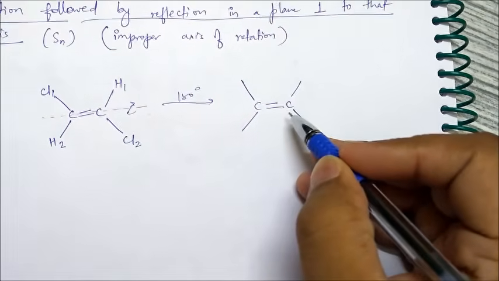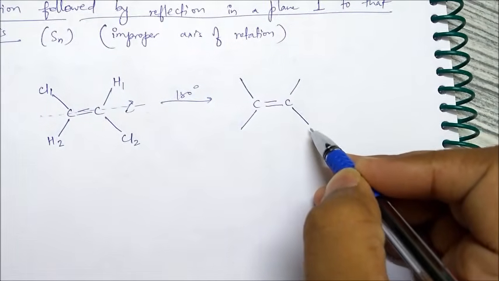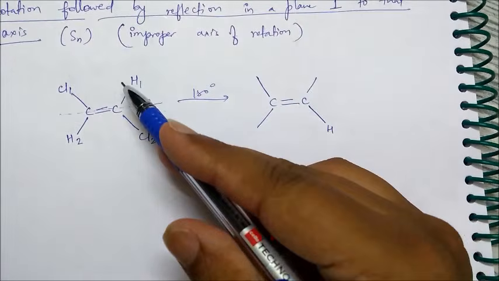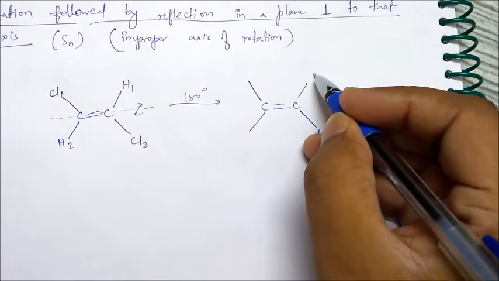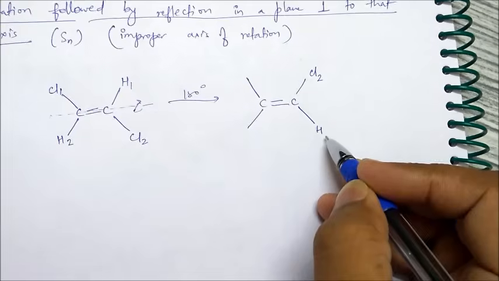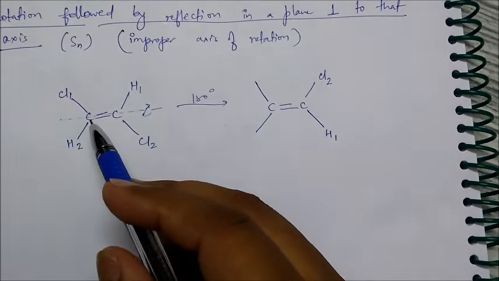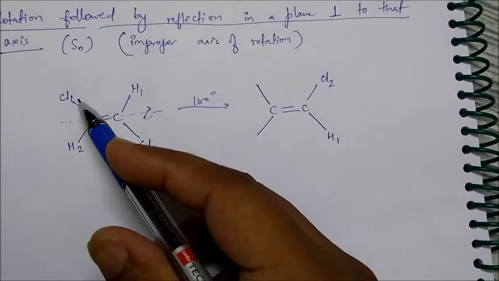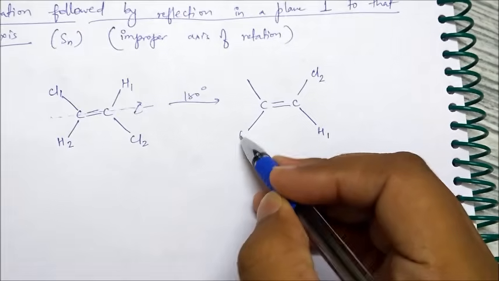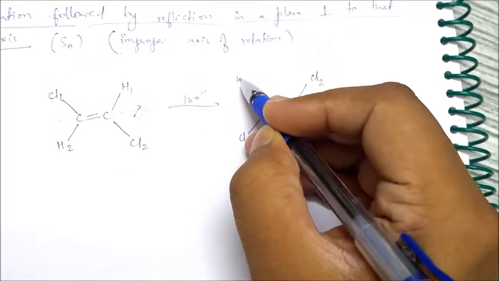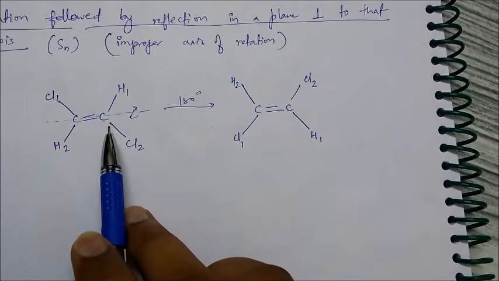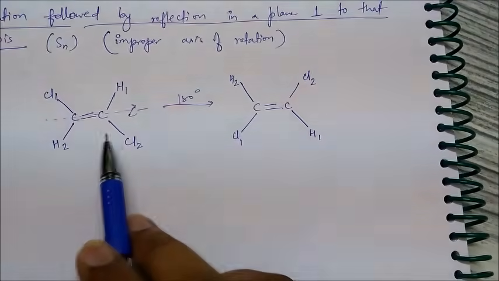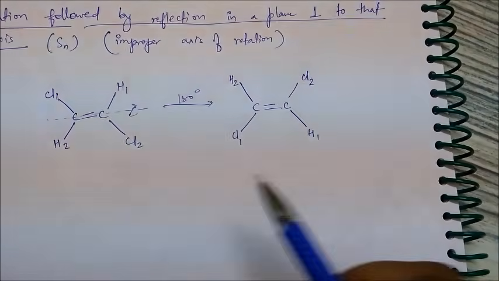I have rotated the molecule by 180 degrees. This hydrogen will come here and this chlorine will go there, so it will be Cl2 and H1. And at this carbon, this chlorine will come downward and this hydrogen will go upward. So as you can see, these two are distinguishable, meaning they are not equivalent. So what do we need to do now?